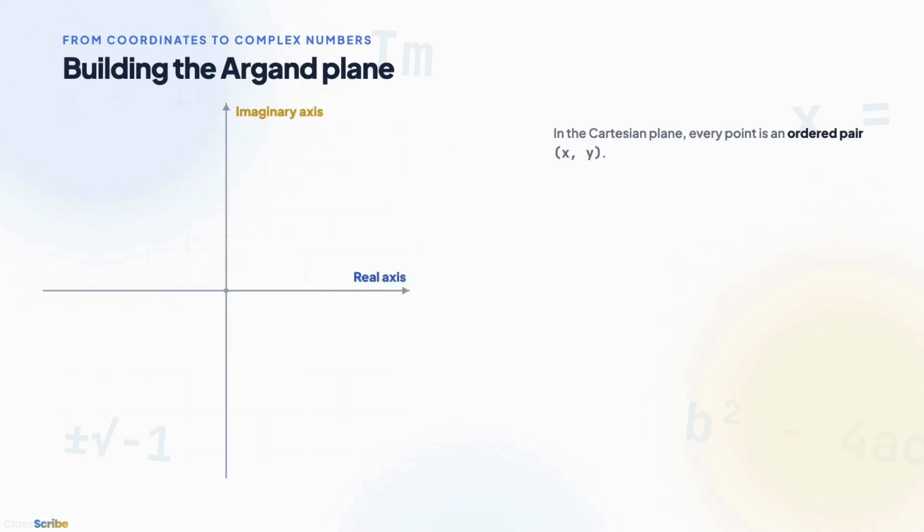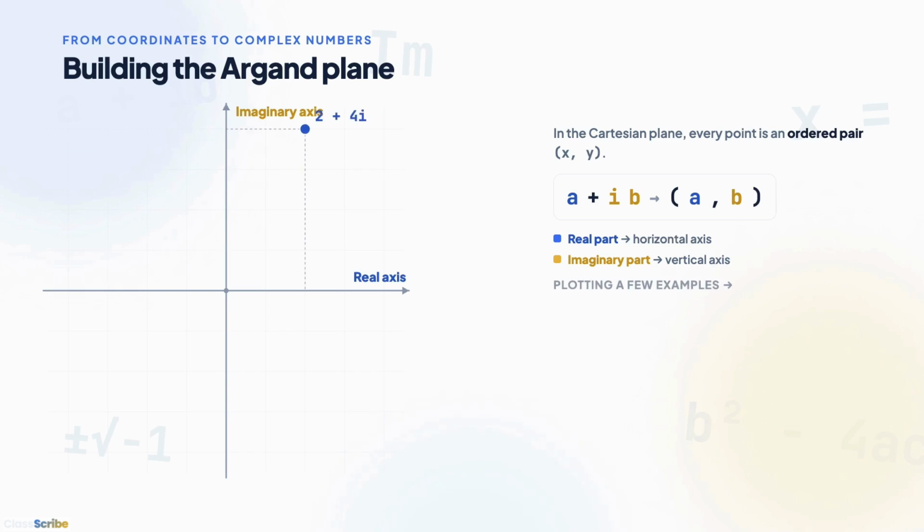In the Cartesian plane, every point is represented by an ordered pair x, y. Similarly, every complex number a plus ib can also be represented as a point. Here, the real part is plotted along the horizontal axis, while the imaginary part is plotted along the vertical axis. For example, the complex number 2 plus 4i is represented by the point 2, 4.